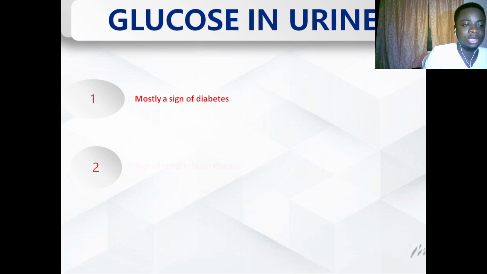So another one is a sign of renal tubular disease. Possibly there is diabetes-induced renal damage. Okay, so remember always that glucose in urine can be due to diabetes, can be due to renal tubular disease. Now, diabetes is grouped into two. We have a lot of them, but I'll talk about the two, type 1 and type 2. Remember that we have DKA, which is the hallmark of type 1 diabetes.